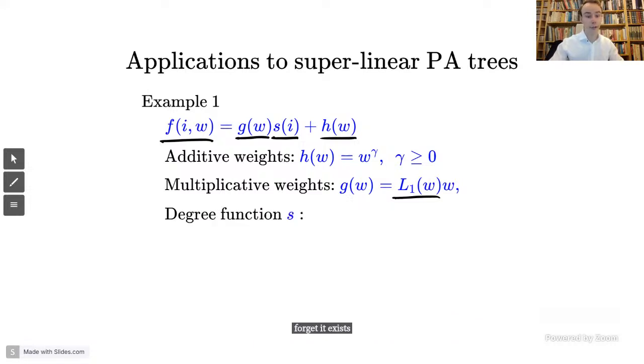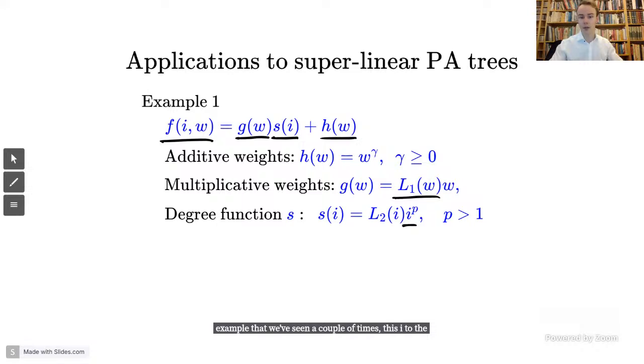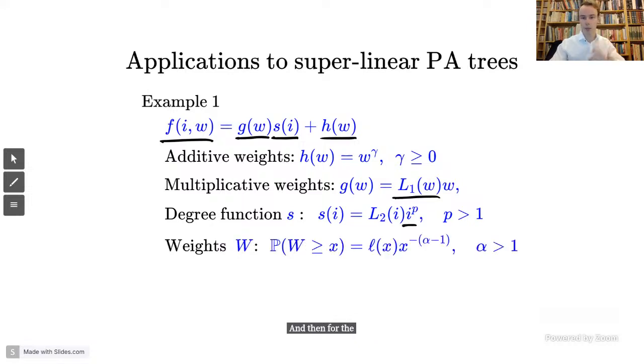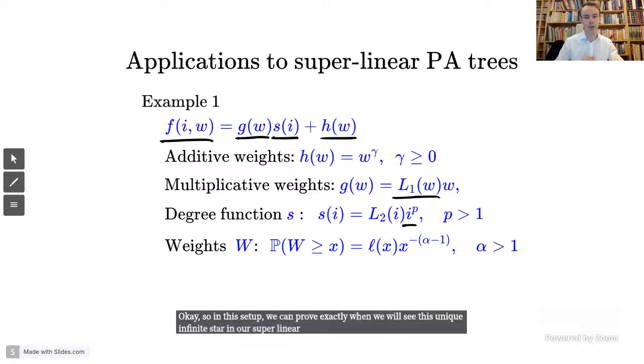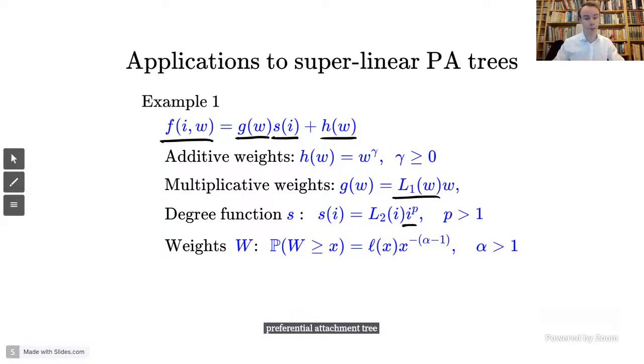And for the degree function s, let's take this example that we've seen a couple of times, I to the power p, where p is larger than 1, and again, L2 is some slowly varying function. And for the weights, as we saw in Marcel's talk, we'll take a power law distribution. So in this setup, we can prove exactly when we will see this unique infinite star in our superlinear preferential attachment tree, or rather an infinite path.